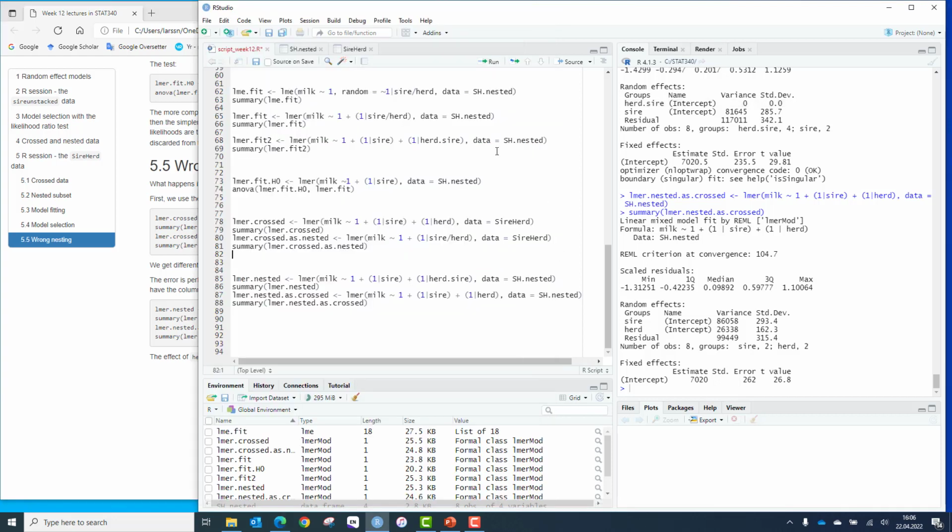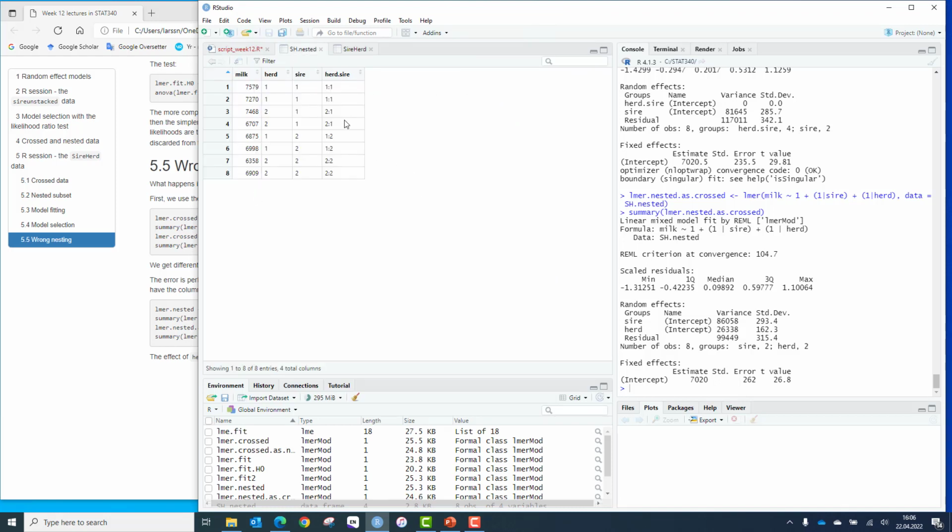And I think that my best advice is, whenever you have nested data and you have this silly notation here, I have to say, please replace it with a column like this one so that you don't confuse nested data with crossed. If you have this one, you will never make the confusion, right?